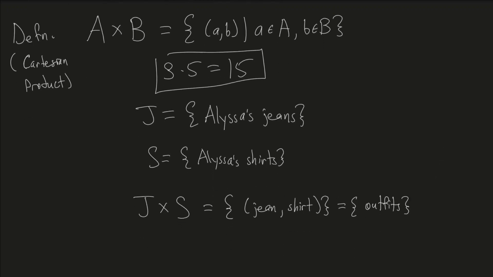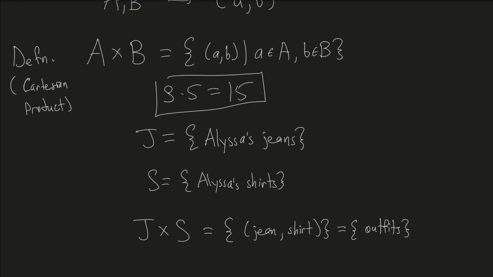And so when you're trying to find the number of possible outfits, what you're really thinking about is, okay, what's the size of this set? This is how we denote the size of the set. And this evidently should be the size of J times the size of S, which then gives us 15 from the statement of the problem.